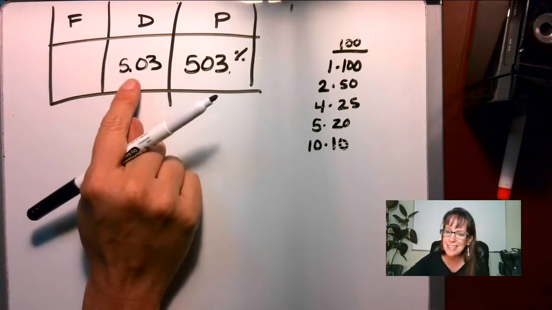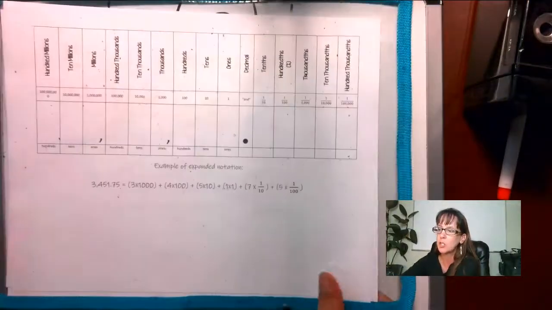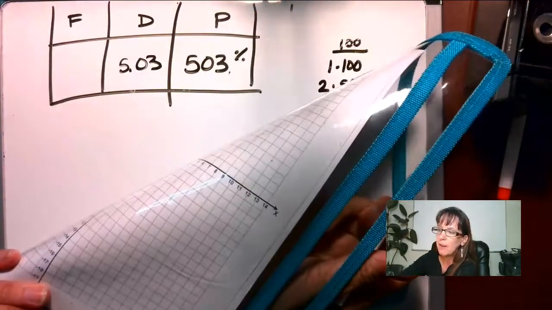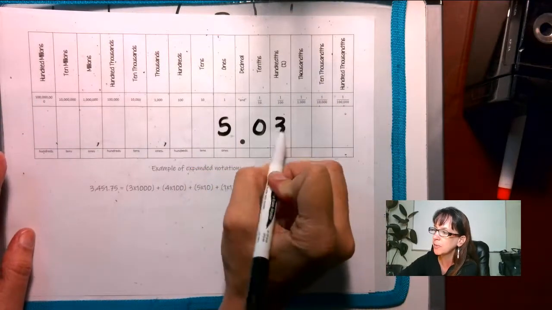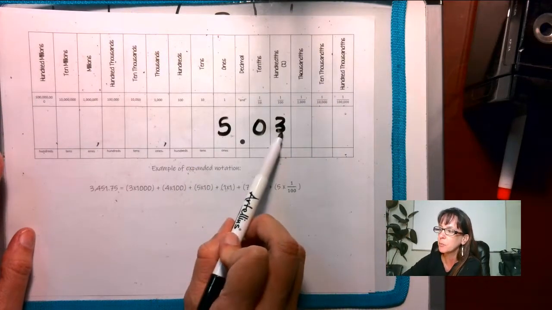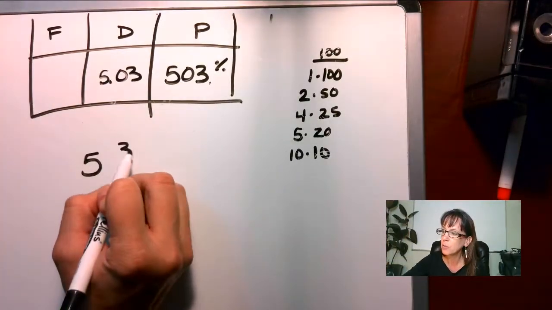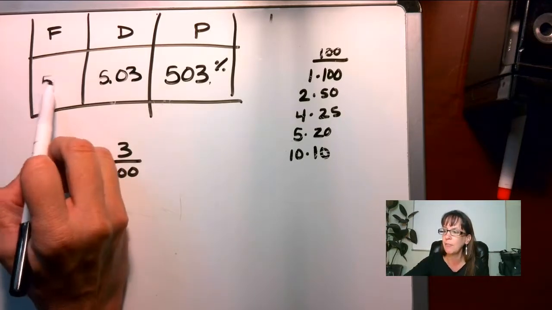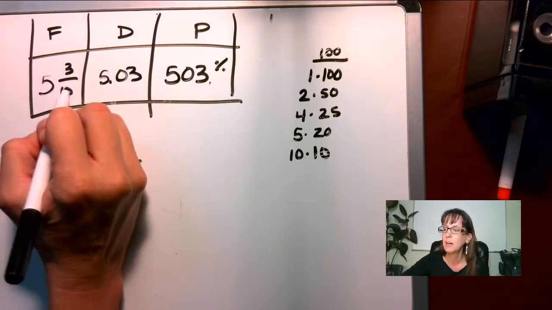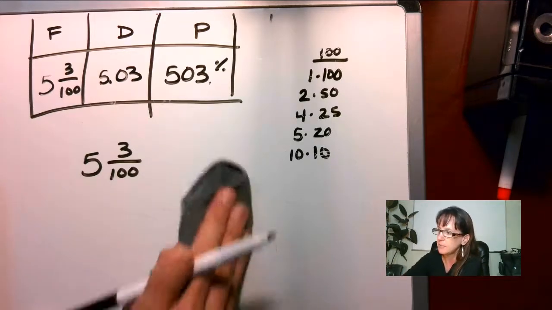Well, we take that decimal and we're going to write it back onto our magic sheet here. And it was 5.03. So really that's 5 and 3/100ths. That's how you would write that as a fraction. 5 and 3/100ths. Okay?